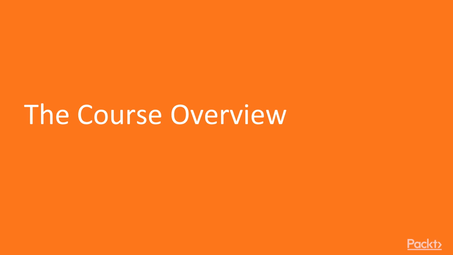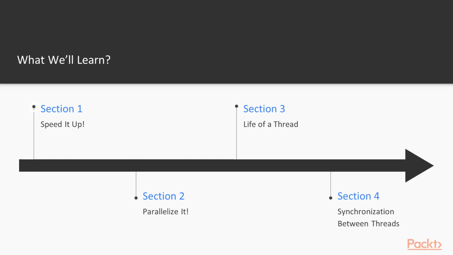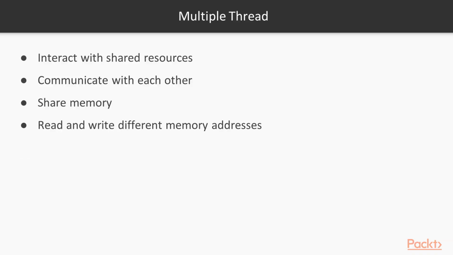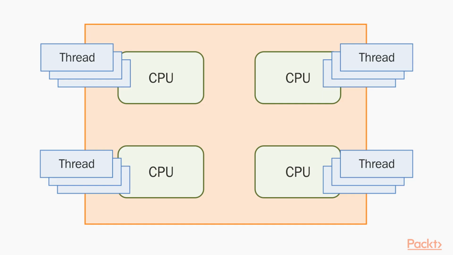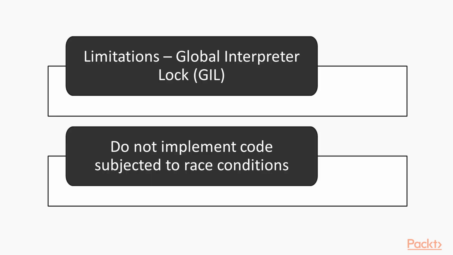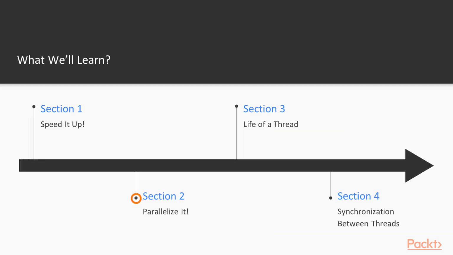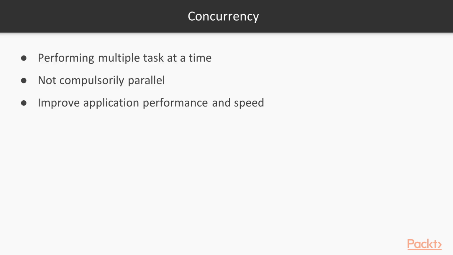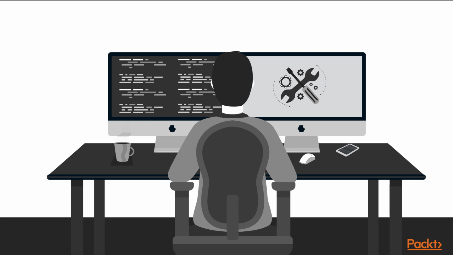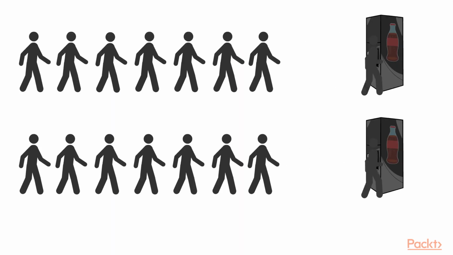Let's look at the overview of the course. The first section is Speed It Up and helps you get to grips with threads and processors, and you'll also learn about some of the limitations and challenges of Python when it comes to implementing your own concurrent applications. After that, the section Parallelize It covers a multitude of topics, including the differences between concurrency and parallelism.